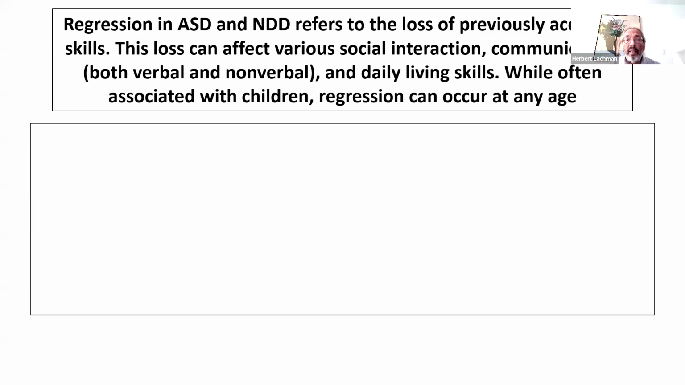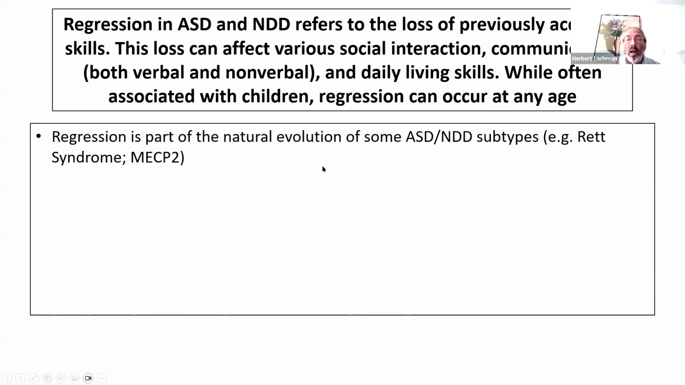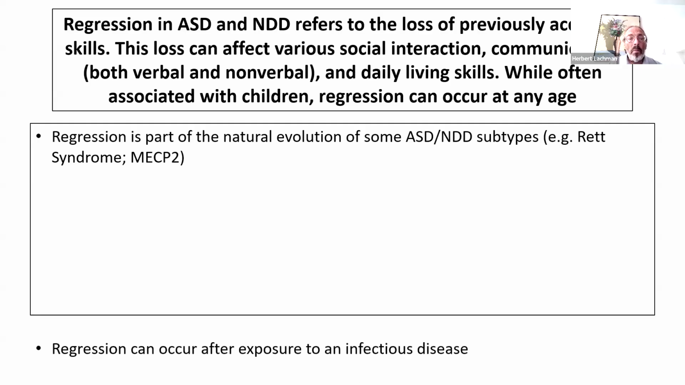Now, regression in autism and NDDs refers to the loss of previously acquired skills, and can be in any of the autism domains. And it can occur at any age, and it's quite common, maybe under-recognized, but quite common. And there are many, many different types. In one type, most notably Rett syndrome, this is part of the natural evolution of these conditions. In Rett syndrome, these kids meet their milestones for the first 18 to 24 months. And then, like clockwork, they begin to have a severe decline. And you see the exact same thing in the mouse model of Rett syndrome.